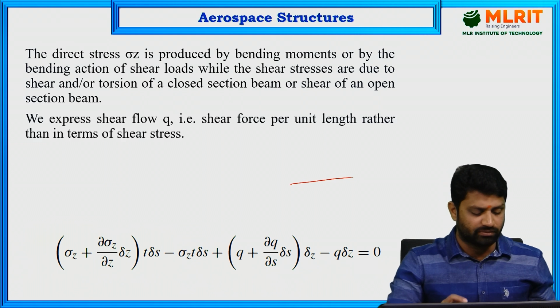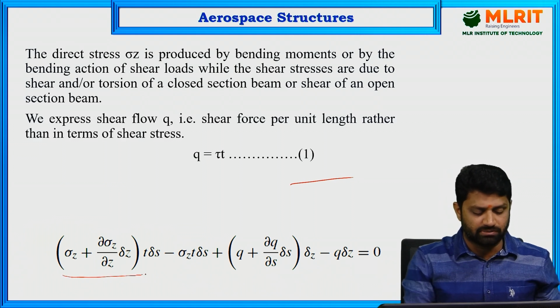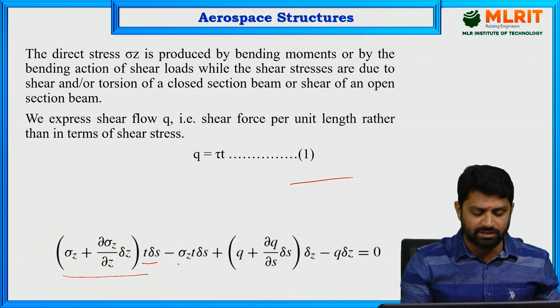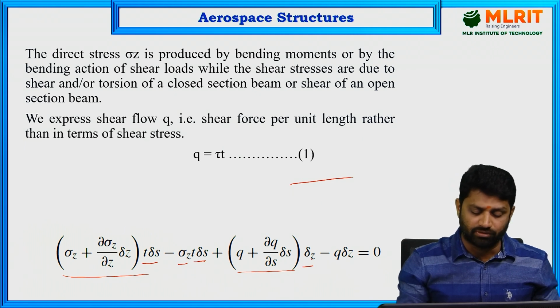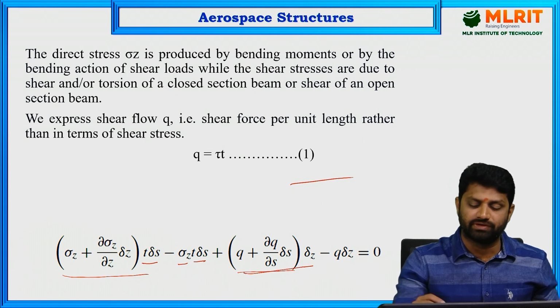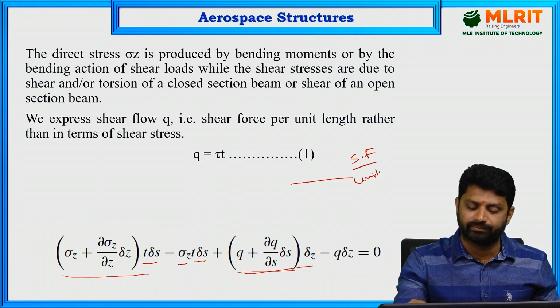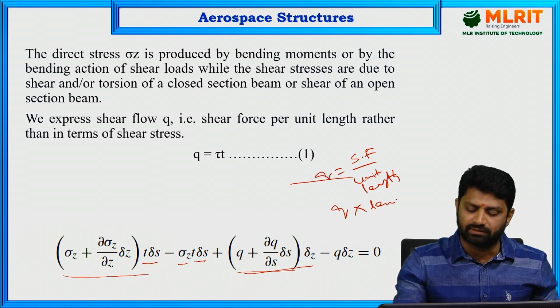So with that, what we have here is (sigma z plus ∂sigma z by ∂z) into t ds, which is the area, and on the other edge sigma z into t ds, and similarly (q plus ∂q by ∂s into delta s) into delta z is the shear flow. Now how to write shear flow? Because we consider shear flow as shear force per unit length, right? Shear flow q. So the q should be multiplied with the length to get the shear force.